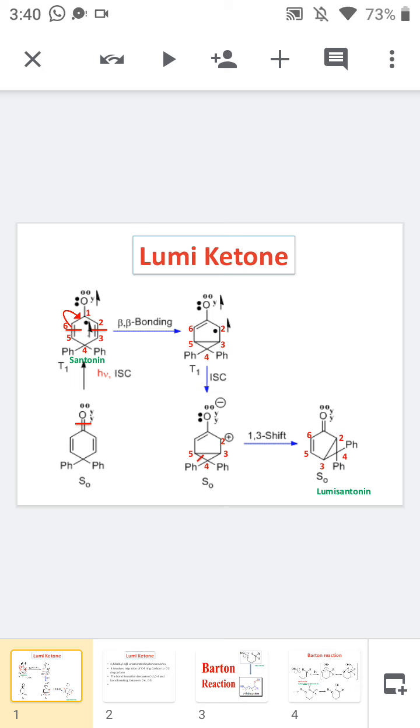After that, the sigma bond between C4 and C5 is homolytically cleaved, and the carbon in the fourth position, that means the radical generated in the fourth position, is migrated or combined with the radical in the second position. The radical generated by the homolytic cleavage of the sigma bond between C4 and C5 combines with the radical in C6, and the rearrangement occurs, and finally our result is Lumi santonin.